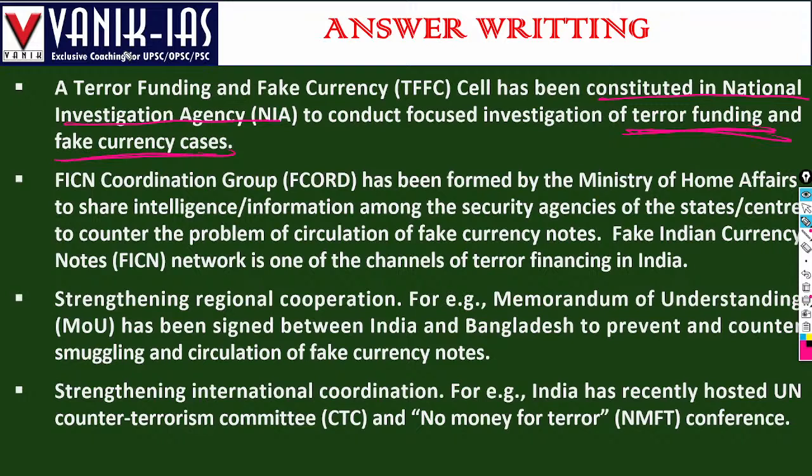So what are the measures? A terror funding and fake currency cell has been constituted in the NIA to stop terror funding. The FICN Coordination Group, FCORD, has been formed by the Ministry of Home Affairs, because all these things come under the Ministry of Home Affairs, to share intelligence information among the secret agencies of the states to counter the problem of circulation of fake currency notes. The Fake Indian Currency Notes, FICN, network is a channel of terror financing in India, and they regulate their activities by these fake currencies.